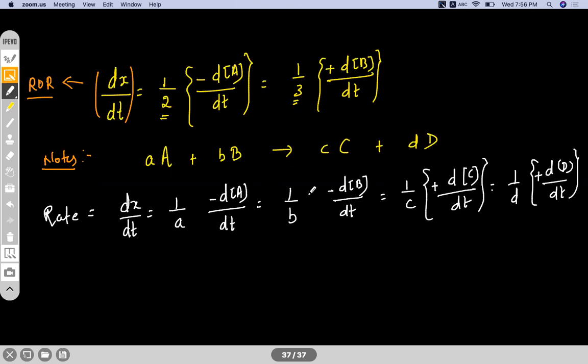Okay. So this we can write with respect to any reactant or product. Understood? Always keep that in mind. Whenever you are taking a reactant, you must take the negative sign here. For a product, we'll take the positive sign.